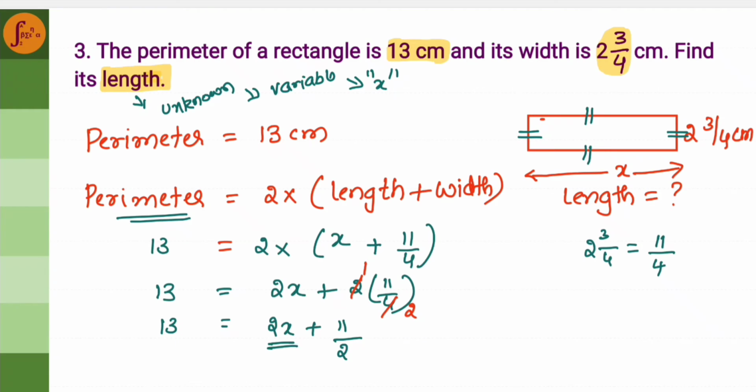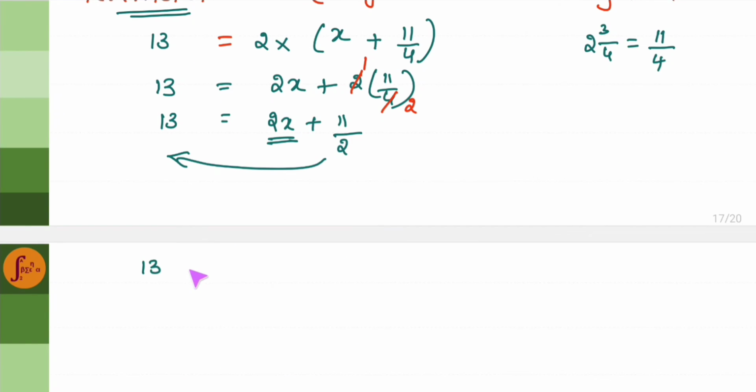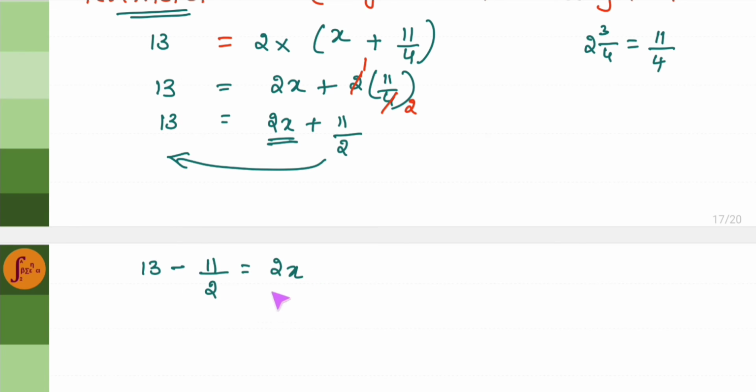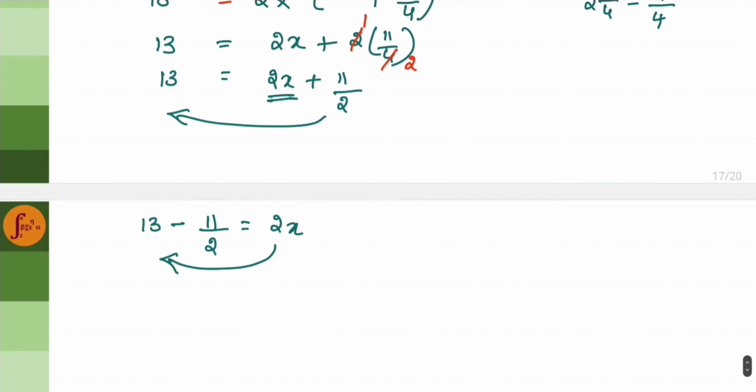Now we need only x here. We'll have to shift this here. Right? Let's shift this here. We'll get 13. So plus is going to become minus 11 by 2 is equal to 2x. We'll just swap it. I'm not comfortable having variables on the right hand side. It is just a question of convenience. It doesn't matter though. So I'll just swap it like this and make it like this. Right?